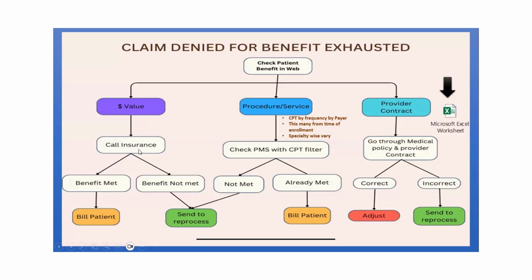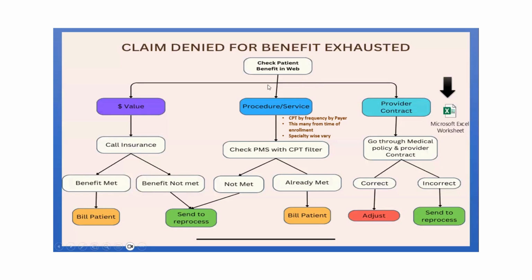If anything like that comes, you first call the insurance and understand whether the benefit is met or not met. If it is met, then the patient is responsible and has to pay this. And usually dollar value, as I told you, does not exist. If you get anything like that, then it may be the patient's problem. They didn't change the benefit and they will be responsible for this. And if in the call itself you know that the benefit is not met, send this claim back for reprocess. That's the only option we have.